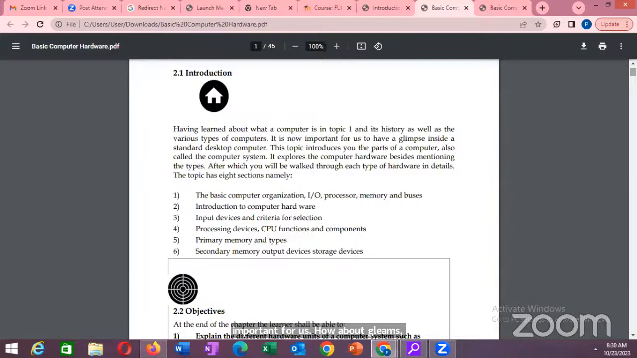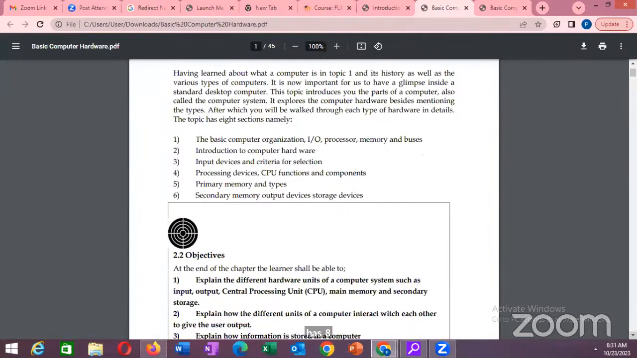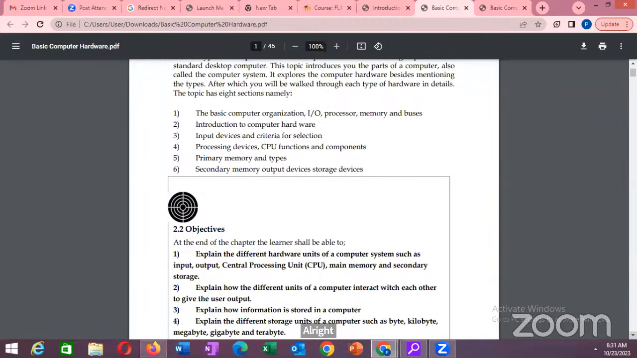This topic introduces you to the parts of a computer, also called the computer system. It explores the computer hardware besides mentioning the types, after which you will be walked through each type of hardware in detail. The topic has 8 sections. Today we are going to look at the basic computer organization: input, output, processor, memory, and buses; introduction to computer hardware; input devices and criteria for selection; processing devices; the CPU functions and components; primary memory and types; secondary memory; and the output device.